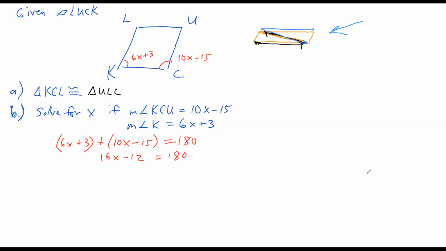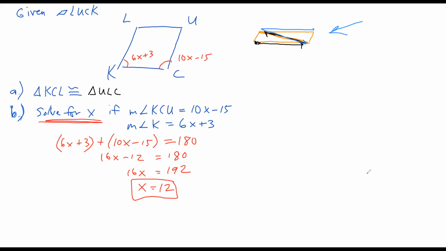So we're simplifying that right side. Now add 12 to both sides. You got 192. Now divide both sides by 16, and what you get out of this is 12. So we were trying to solve for x, and so here's our x. It's 12. And we used the fact that consecutive angles are supplementary in order to do that.